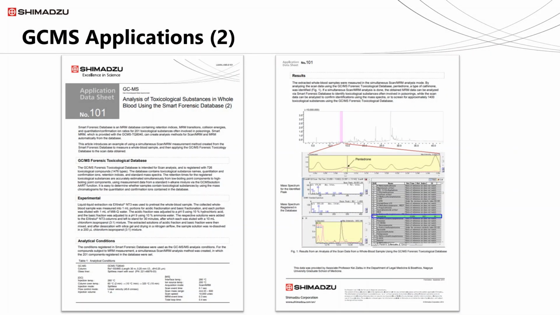This is one more application, which was developed using the Smart Forensic Database for toxicological substances in whole blood. Liquid-liquid extraction was used for sample preparation. With the help of the forensic database, the simultaneous scan and MRM measurement method was created for the analysis. Scan method along with MRM is useful for identification of compounds with the help of the MS spectrum, which is generated with the scan method.